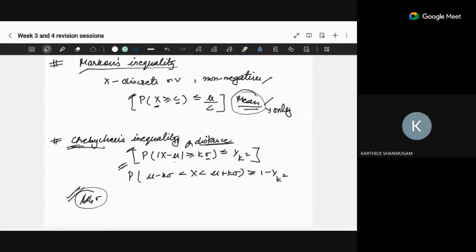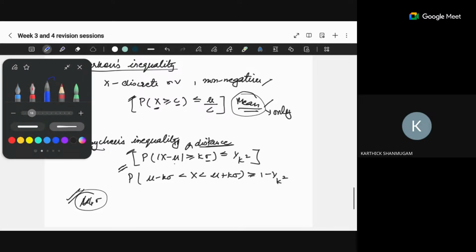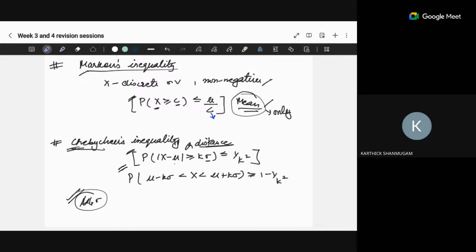On Markov's inequality, the basic form of the formula gives the probability that x takes the value c at least, right? Which means the lower bound. Is that correct? No, this is my upper bound. What is the probability that my x will be greater than some value? I need to check the lower or upper bound. So this is my upper bound.